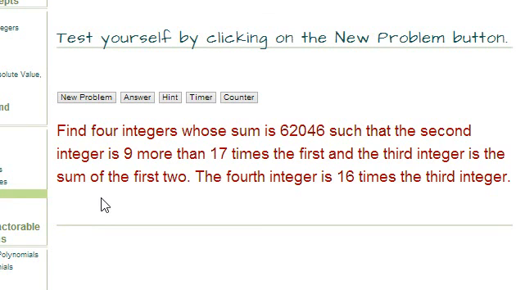Alright, this problem here is going to be a doozy. Okay, we've got: find 4 integers whose sum is 62,046, such that the second integer is 9 more than 17 times the first, and the third integer is the sum of the first two. The fourth integer is 16 times the third integer. Man, that sounds complicated. Okay, I think I came up with this one a couple months ago. Alright, where do we even start? Let's go to the whiteboard.